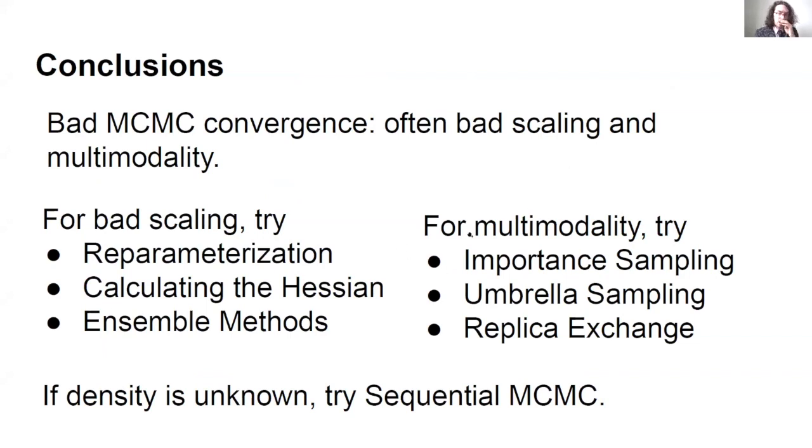For multimodality, often you have to think a little bit harder, and approaches like importance sampling, umbrella sampling, and replica exchange, among others, will really benefit you. And then, of course, if the density is unknown, you've got to split and kill trajectories. Yeah, with that, I'll end.